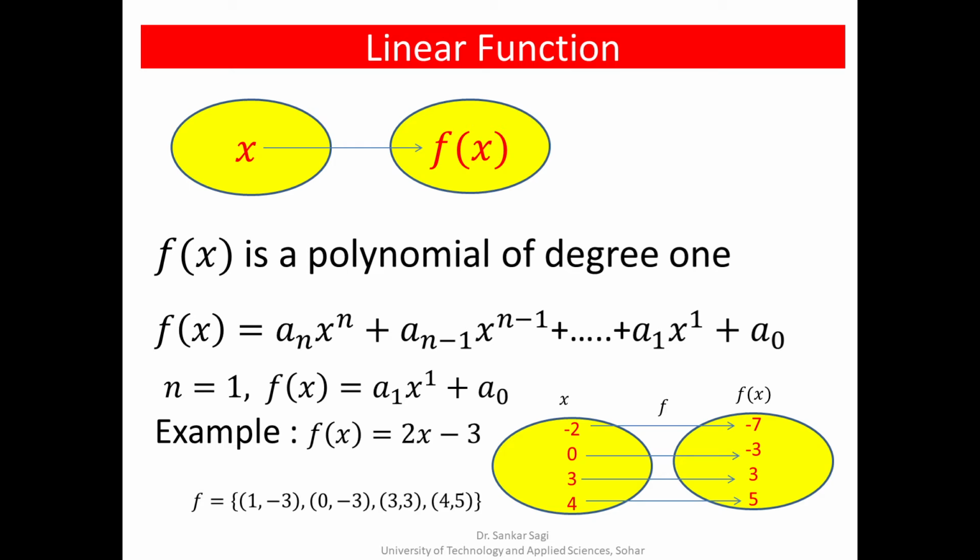Let us take an example. In place of a0 and a1, if we take -3 and 2, any constants you can take. So here I have taken a0 as -3 and a1 as 2. Then the linear function is f(x) = 2x - 3.